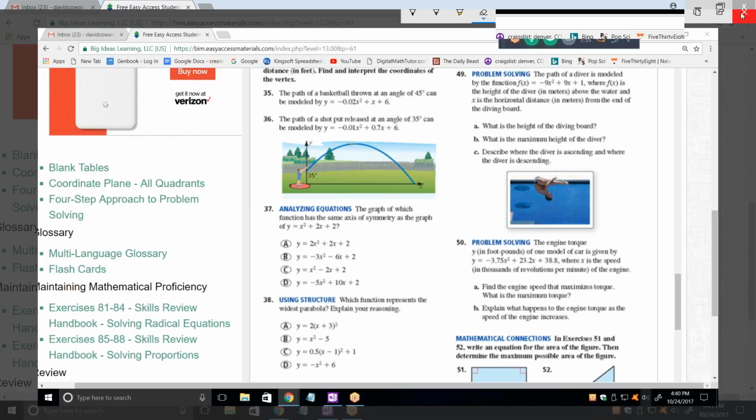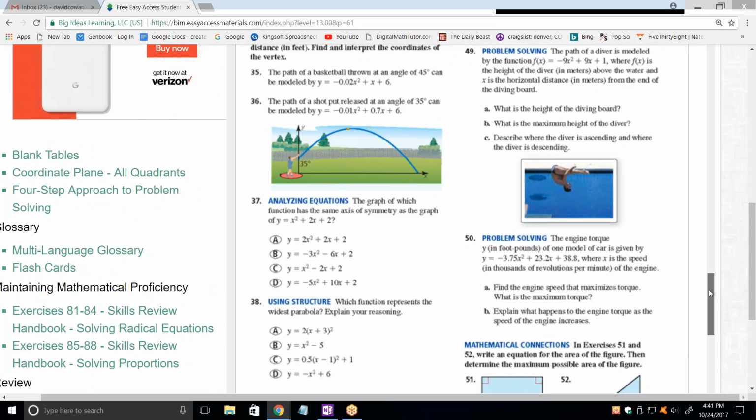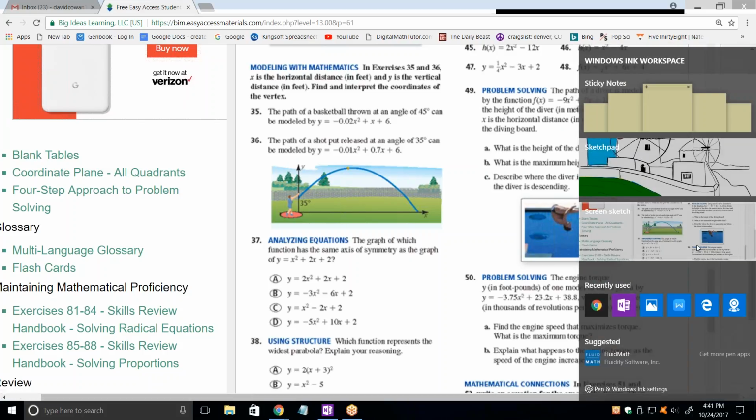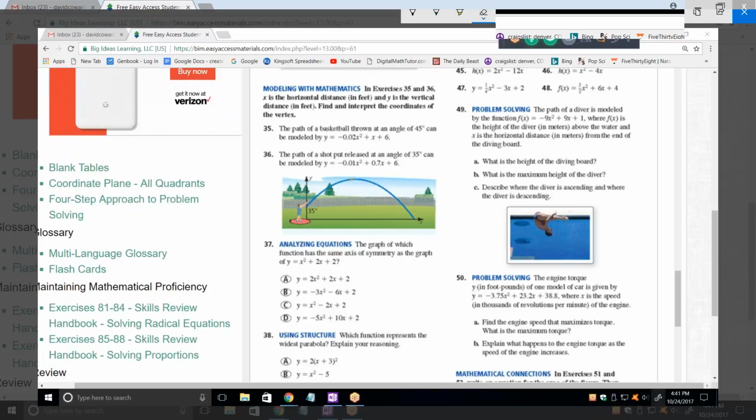Let me see what they want here. The instructions are: find and interpret the coordinates of the vertex. All right. Well, they give us the equation. Let's find the vertex. Again, it's in standard format. So we always want to use the general formula. Right.